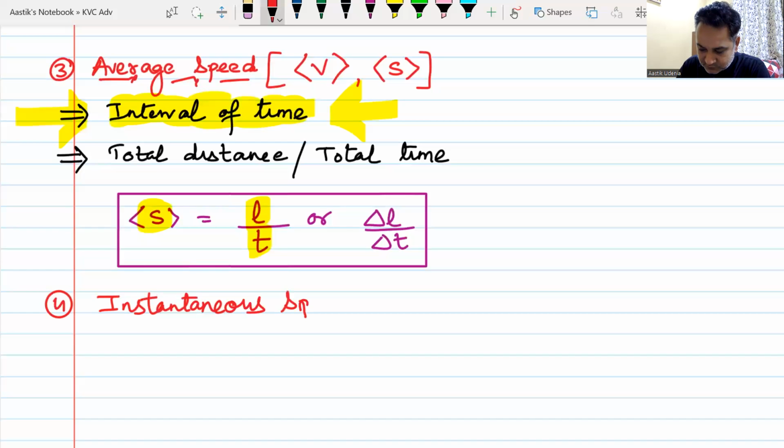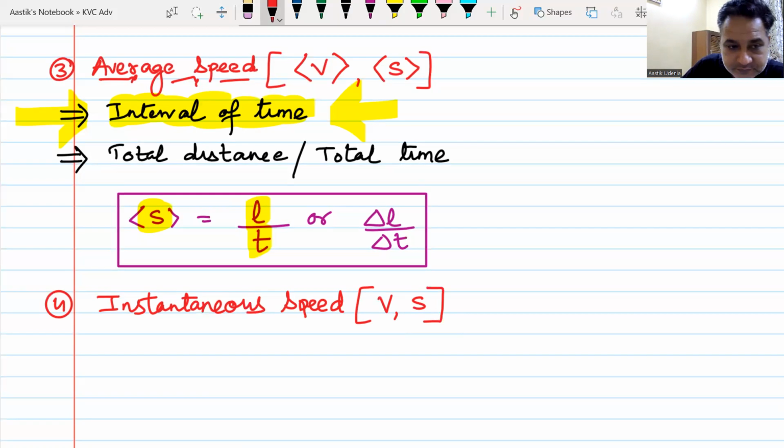Instantaneous speed. Books will denote this instantaneous speed by V. V I'm going to use for velocity. So I'm simply going to use S. And remember, I'm not using S for displacement. I'm using delta R for displacement. Now, how will you define instantaneous speed?